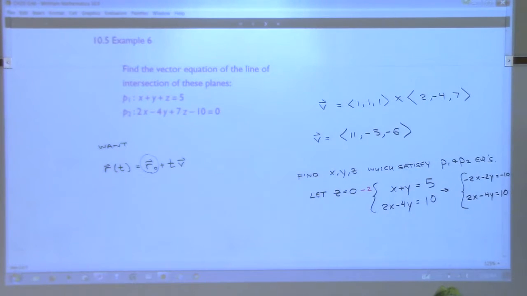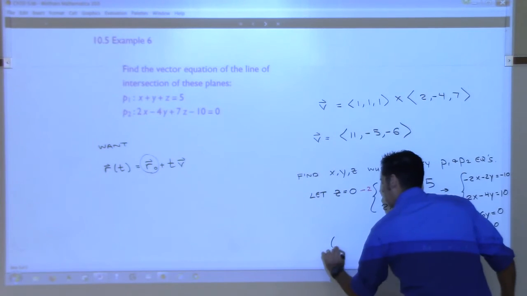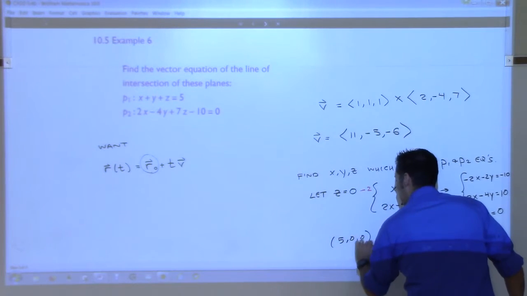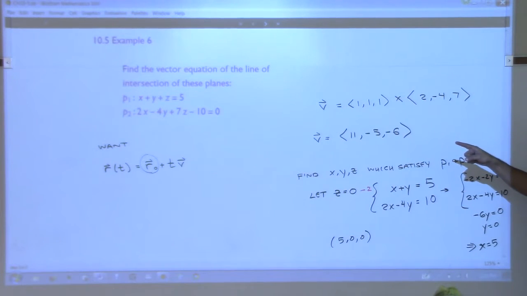And what am I going to get here? I'm going to get 0x, and negative 6y equals 0. Well, that's okay, because that means y is 0, right? So if y is 0, what's x? 5. Just go back over here, let y be 0, x then is 5. So that implies that x is 5. So have we found a point? 5, 0, 0. The point 5, 0, 0 lives on the intersection of those two planes.